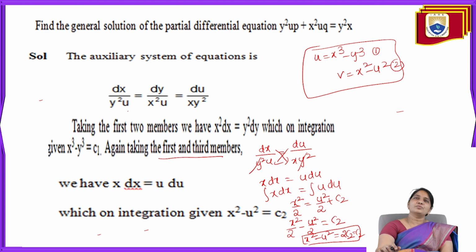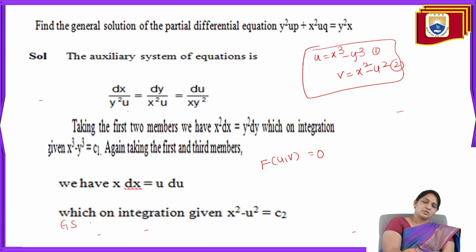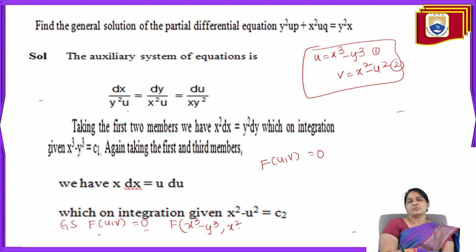So now I got two solutions from the grouping method. Now I am going to write the general solution. The general solution is f of u comma v equal to 0. What is u? u is x cube minus y cube, comma v is x square minus u square, equal to 0. So this is our general solution.